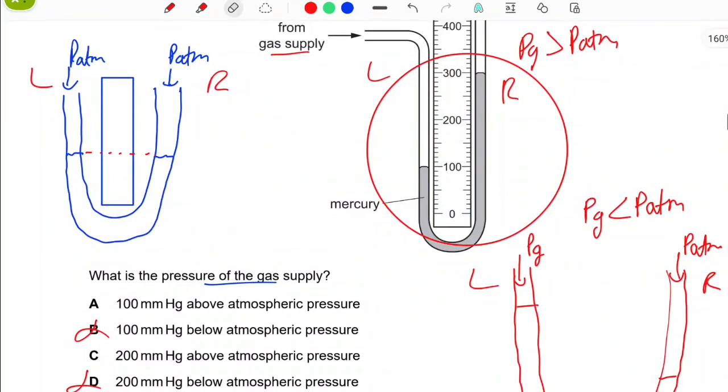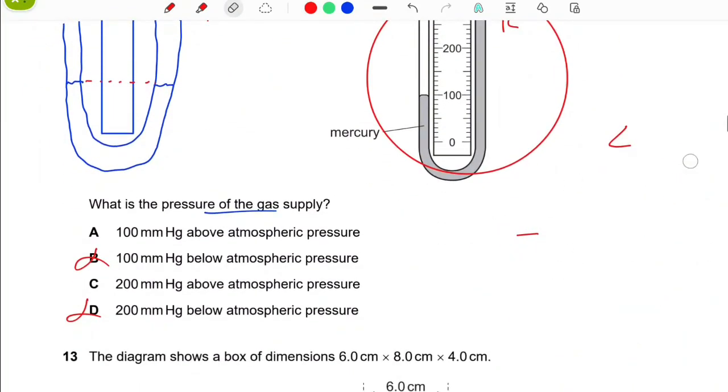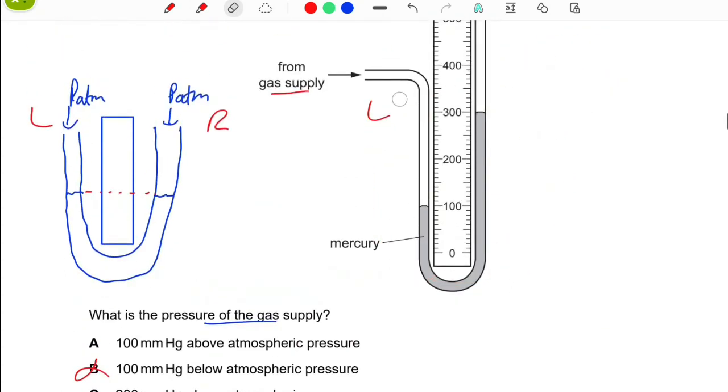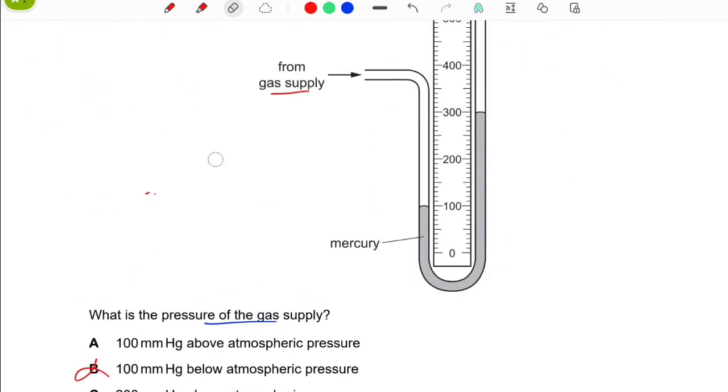So now let me erase all this, and now you simply have to do the normal calculations which your teachers might have told you how to calculate. Just extend it and now calculate this difference, which is 300 minus 100, which is equal to 200 mm.